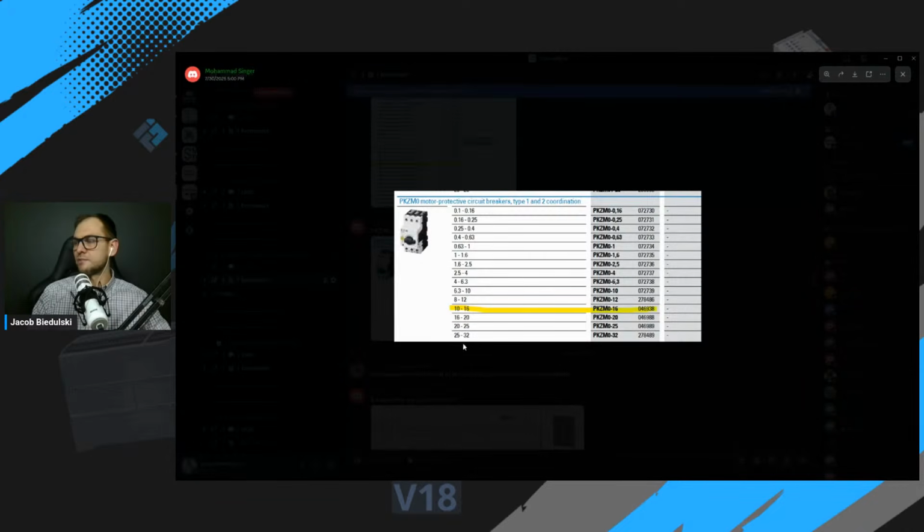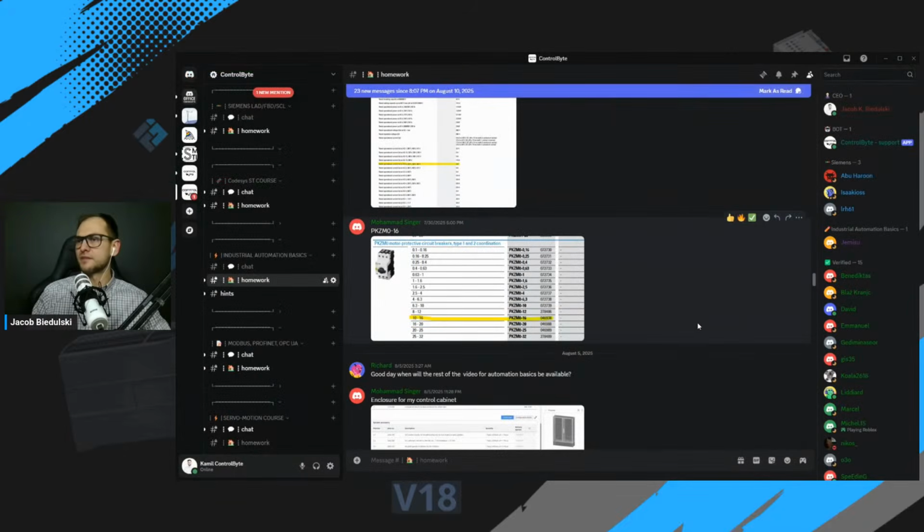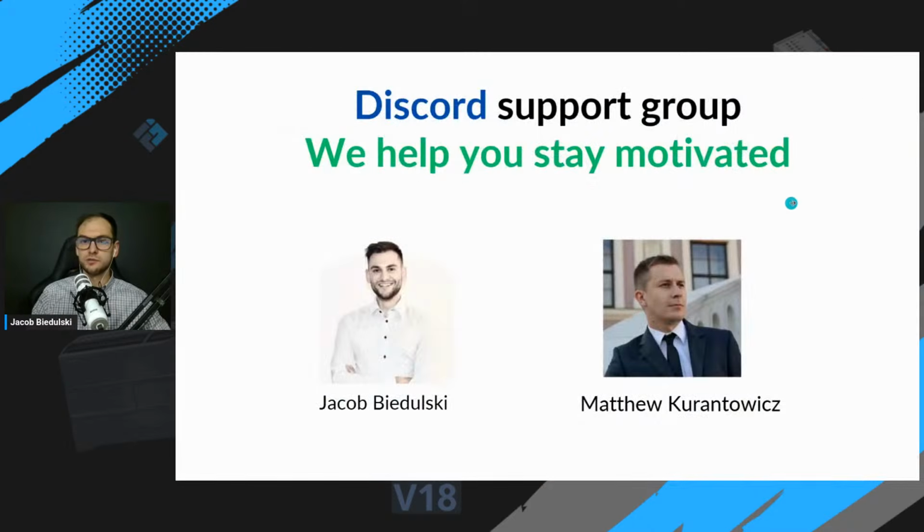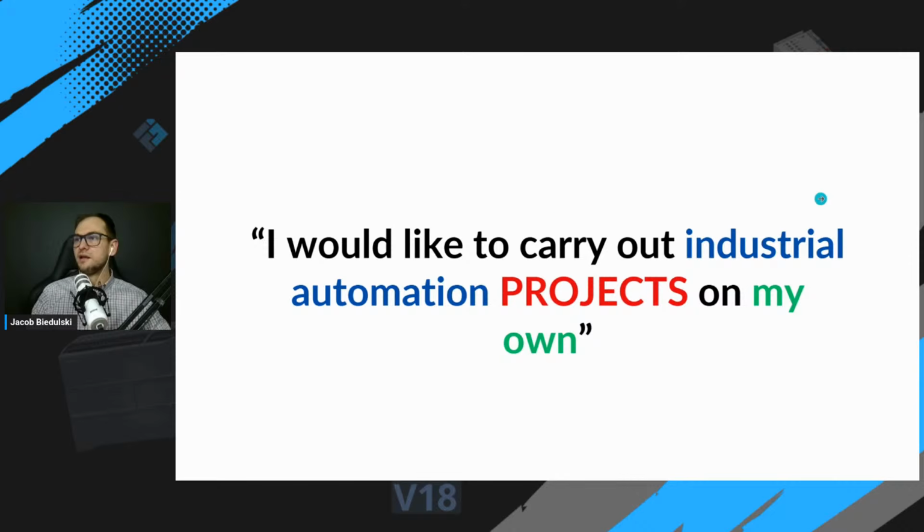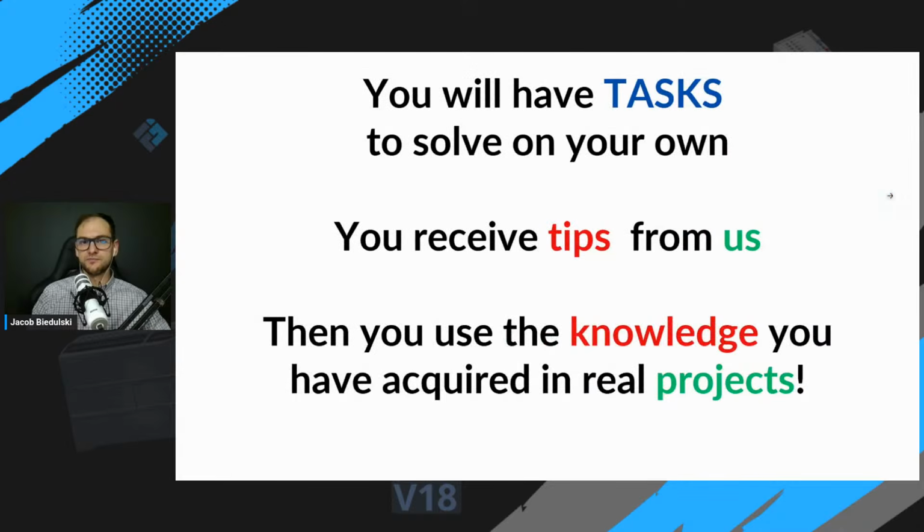For example, here Mohammed chose a motor circuit breaker for a homework task, okay? And if you have any questions, you can reach out to us on this Discord chat. We are available every day. If you would like to carry out industrial automation projects on your own, you will have homework tasks to solve, you will receive tips from us, and then you can use this knowledge to complete your own real projects.